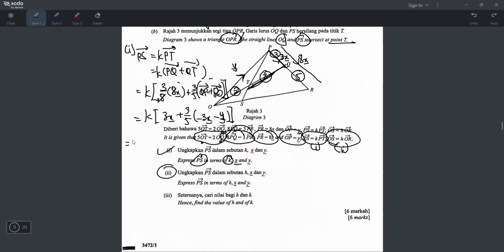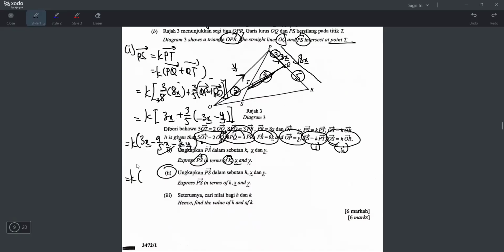Now we're almost done already. It's just left with k. This 3 over 5 you have to expand inside. So it becomes 3x, 3 over 5 times negative 3 is negative 9 over 5x. 3 over 5 times negative is just negative 3 over 5y. And then x with x you can combine. So what is 3 minus 9 over 5?